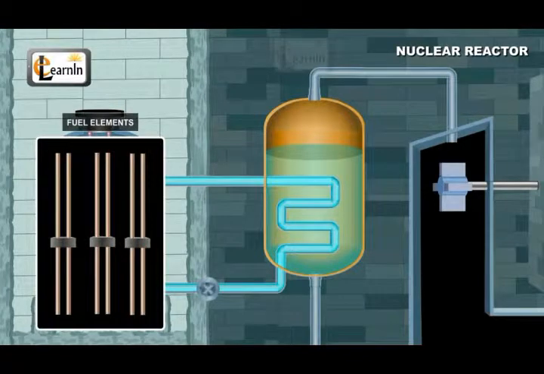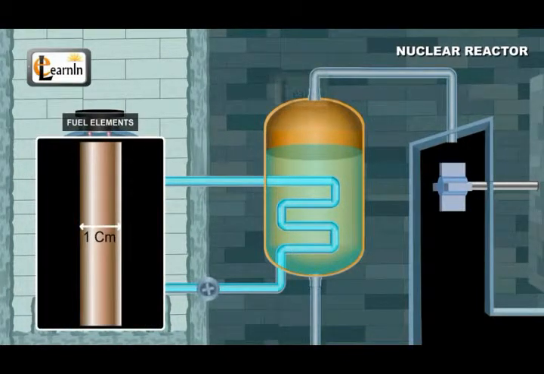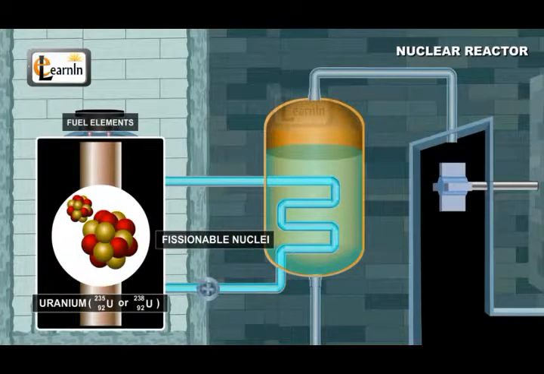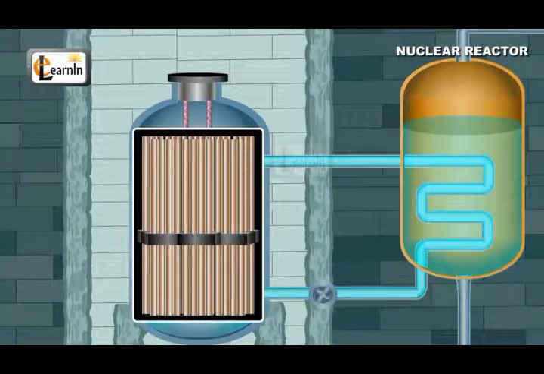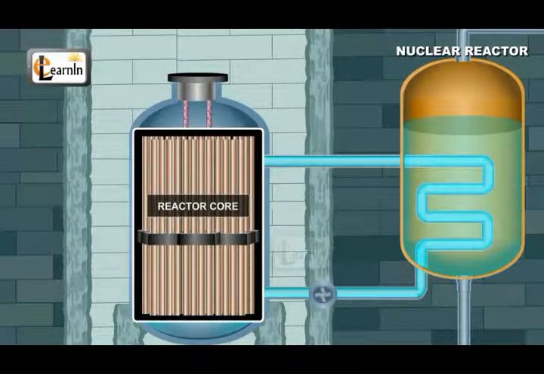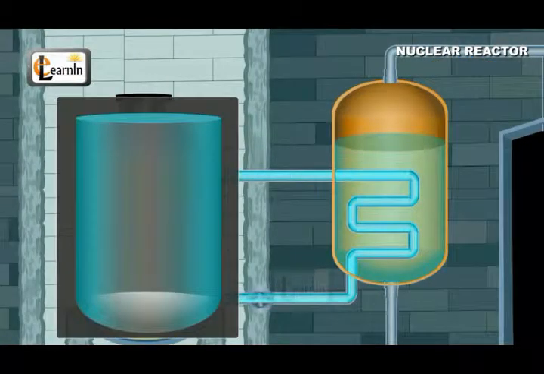Fuel elements come usually in the shape of thin rods of about 1 cm in diameter and contain fissionable nuclei like uranium-235 or uranium-238. These rods vary in number according to the size of the reactor. In large power reactors, thousands of fuel elements are placed close to each other. This region where these fuel elements are placed is called the reactor core. These fuel elements are normally immersed in water which acts as a moderator.